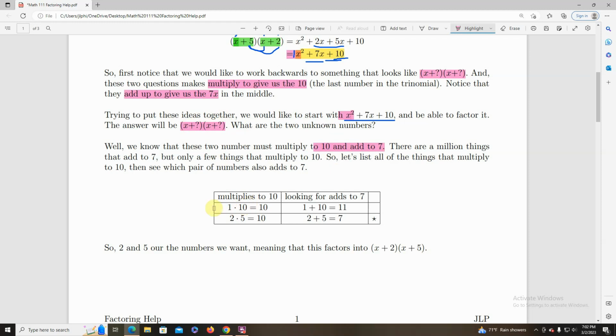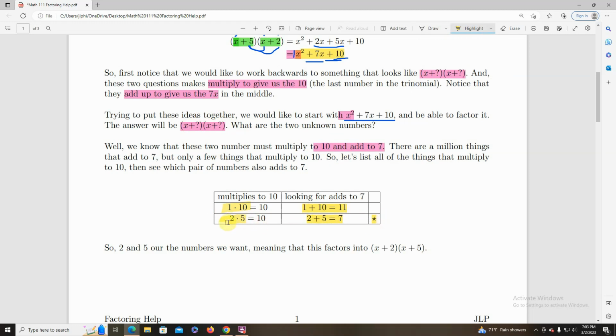So we can play a game. Let's list everything that will multiply to 10. Well, 1 and 10 multiply to 10, and 2 and 5 multiply to 10. Does everybody agree? What do those add to? Well, 1 and 10 add to 11. 2 and 5 add to 7. So which one adds to 7? The bottom one. So ding, ding, ding, we have a winner.